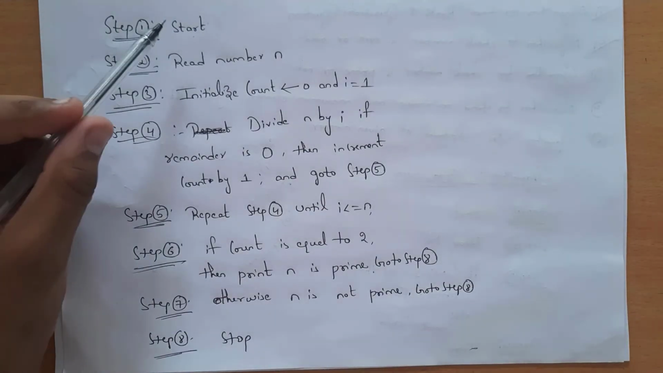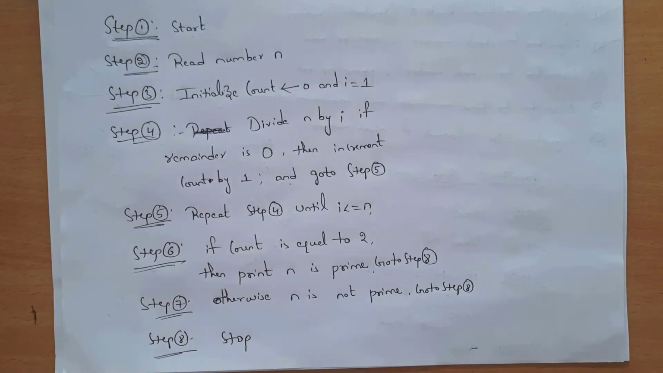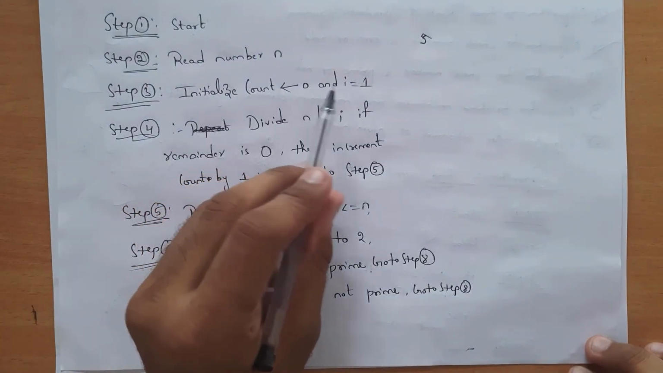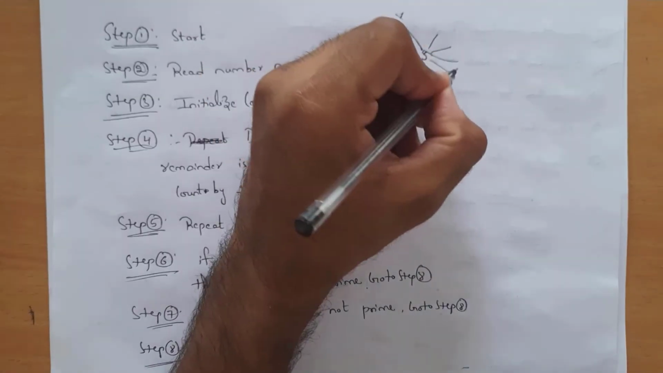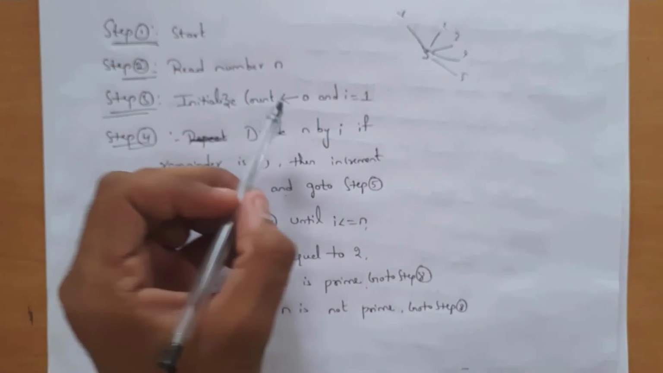As we know, step 1 is start and step 2 is read number n. For example, I want to check the number 5, so I am giving n value as 5. The third step is to initialize count to 0 and i to 1. That means we need to start dividing this element 5 from 1 to 5: 1, 2, 3, 4, 5. Initially count is 0.